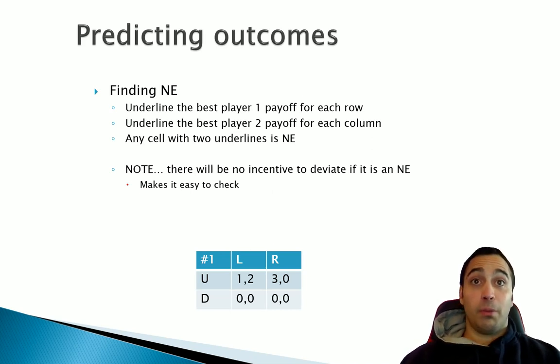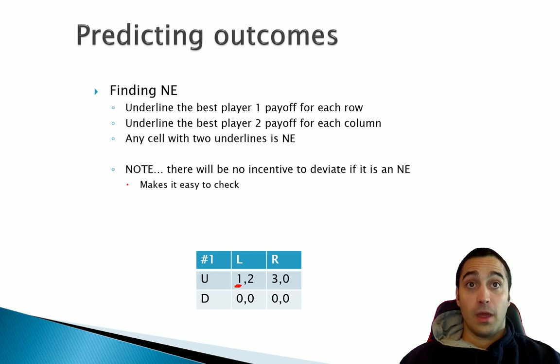Alrighty, let's assume player 2 plays left. If player 2 plays left, player 1 should play up. So I'm going to underline this. If player 2 plays right, player 1 should also play up. Player 2: if player 1 plays up, they like 2 more than 0, so they underline the 2. And if player 1 plays down, player 2 doesn't care.